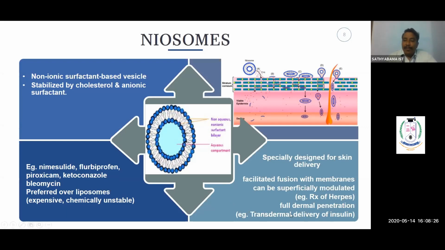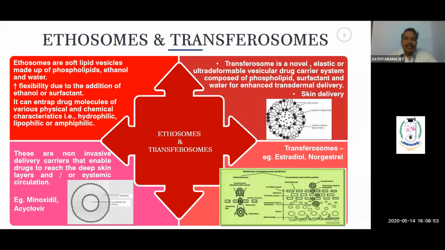And along with that, when we talk about insulin, most of the time this component has to be present inside our body for a longer time, so that it can be released slowly, so that the amount of sugar present inside our body can be maintained appropriately. So here the transdermal delivery of insulin can also be done using niosomes. And the next one is called ethosomes, and another one is called transferosomes.